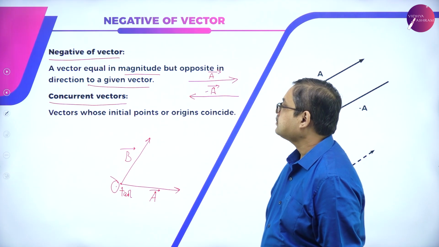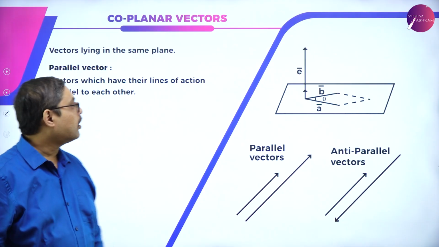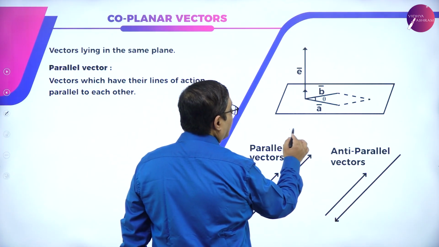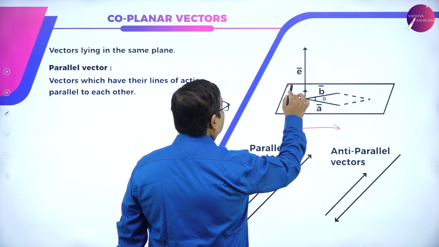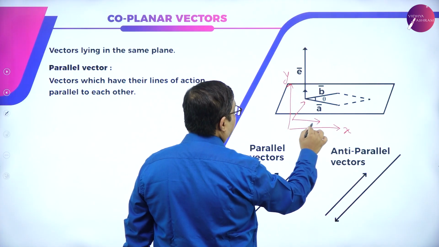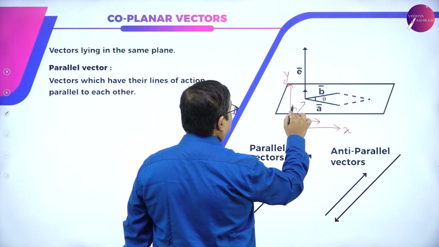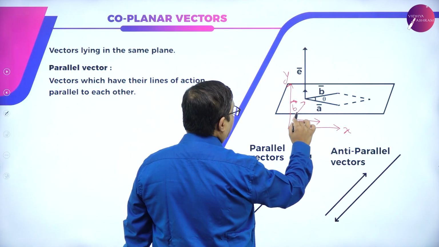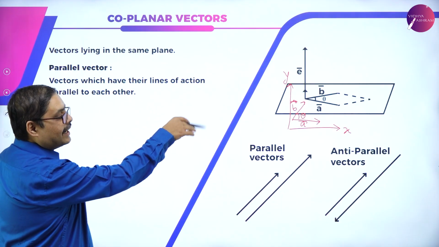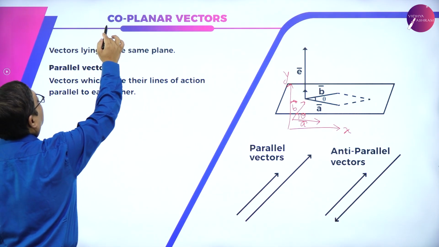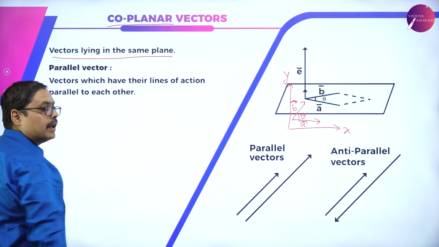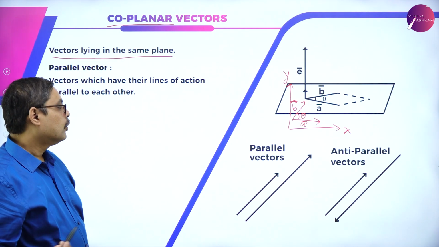If they have the same initial point, or if their tails meet each other, then they are called concurrent vectors. Now let us go to another concept which is called coplanar vectors. Suppose we are acting in one plane, this is y and this is x. If two vectors are acting in the same plane, this is vector A and this is vector B, which are acting at an angle theta to each other. Since they are acting in the same plane, I can call them coplanar vectors. Any vectors lying in the same plane are called coplanar vectors.